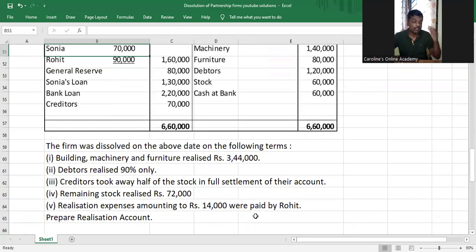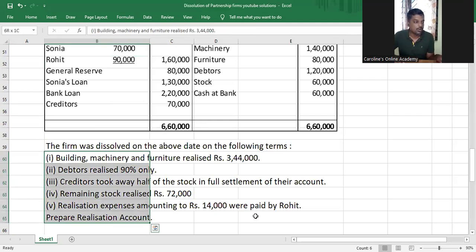Apart from that, we also have to settle the liabilities. Now, in this question, they've told that creditors took away half of the stock in full settlement. Am I right or not, my dear children? So creditors have been settled. Those guys have taken half of the stock and told, okay, you don't have to pay anything anymore to me. We don't have to bother about those people. But there is no point here that tells you if the bank loan has been paid or not.